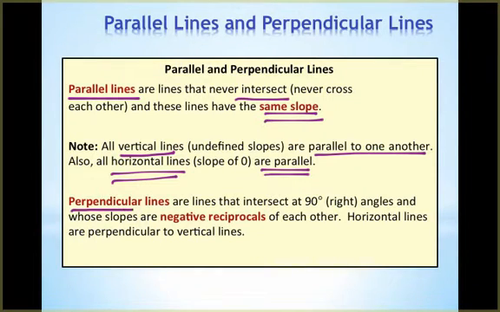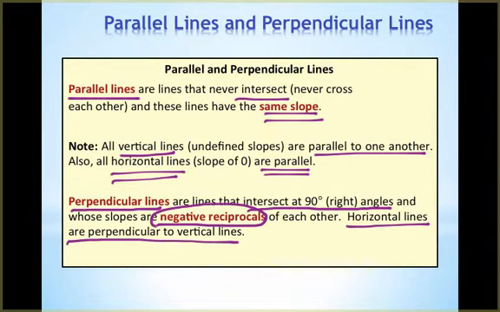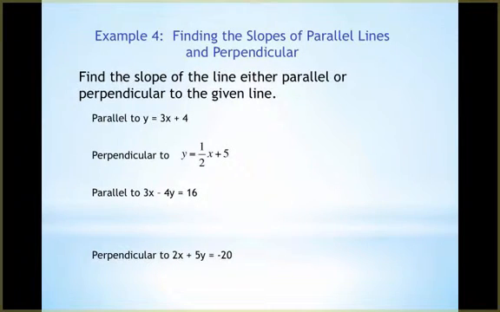If we talk about perpendicular lines, they are lines that intersect at a 90-degree or right angle, and their slopes are negative reciprocals of each other. And it's important again to note that horizontal lines are always perpendicular to vertical lines. Now let's apply what we just talked about to discuss some slopes of parallel and perpendicular lines.